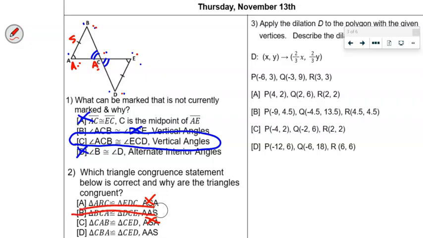Whoops, can't draw today. Sorry, y'all. So this is a correct statement. You got to make sure you're going around those triangles the same way.